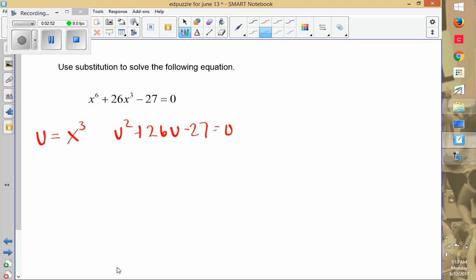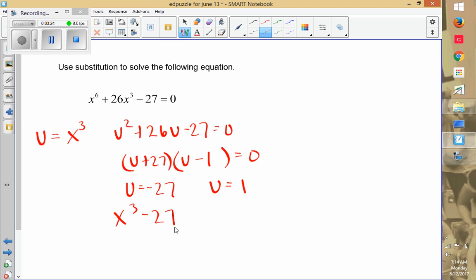What's our next step? This is factorable. So we would have U plus 27 and U minus 1 equal to 0. So we are going to have U equal to negative 27 or U equal to 1. When we make the substitution, we have x to the 3rd equals negative 27 and x to the 3rd equals 1.